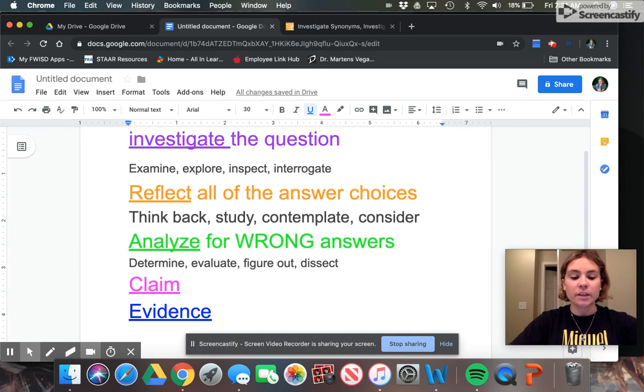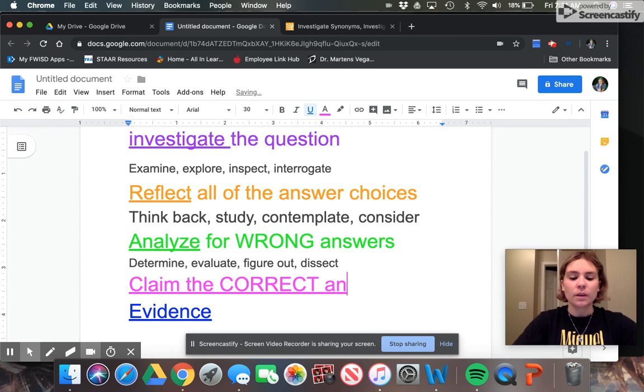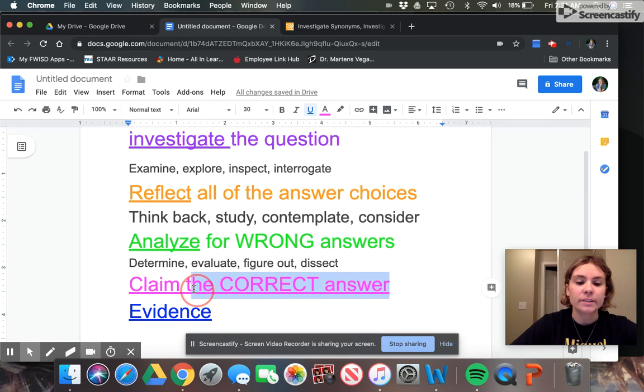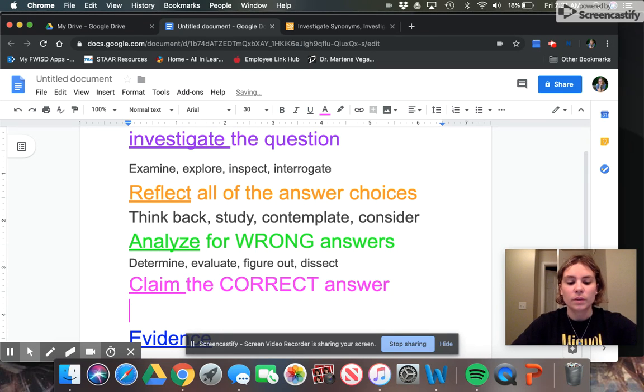So here is where we claim the correct answer. And when we claim the correct answer, an easy way for them to remember it is they circle. So I put that down there for them, even though claim doesn't necessarily mean circle. So I go, once again, back to thesaurus.com. I type in claim. We talk about all the different words.